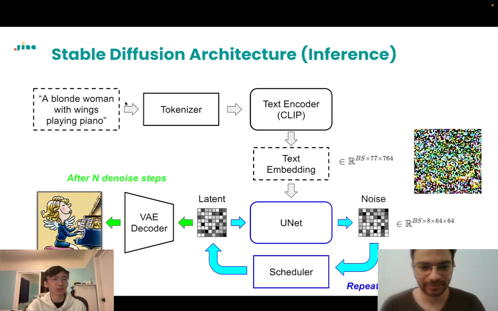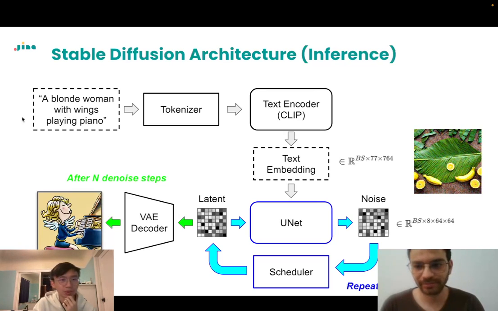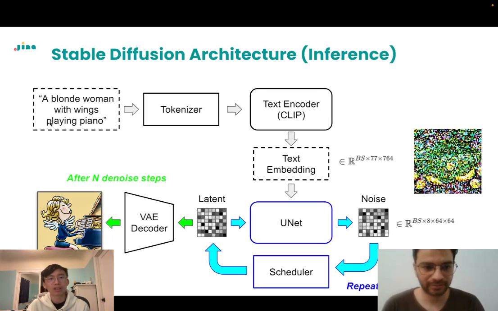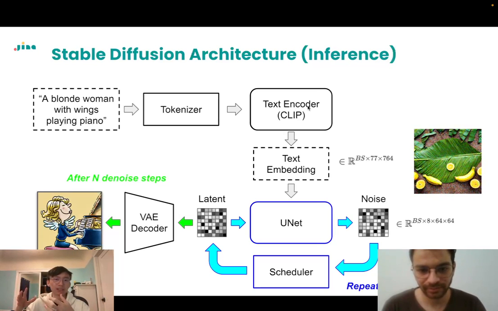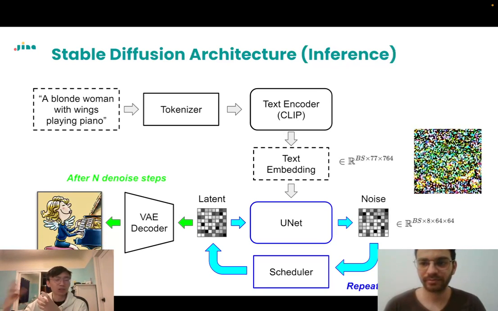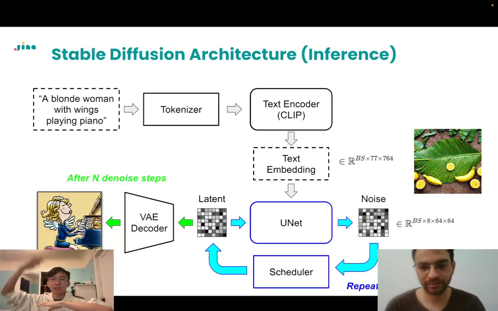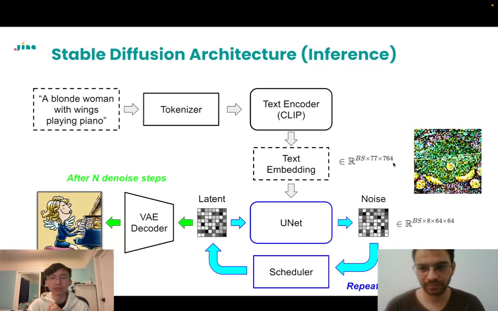What you do is pass a text prompt, for example, a blonde woman with wings playing piano. This text prompt goes into the tokenizer, which spits out tokens that you can pass into a text encoder. It's basically like a language model, but instead of predicting the next token, you don't have a head. You just have the transformer output at the end, and this is the text embedding. In the case of the CLIP encoder, the max sequence length was 77 and the embedding size was 764. So you get a text embedding at the end that's 77 by 764.